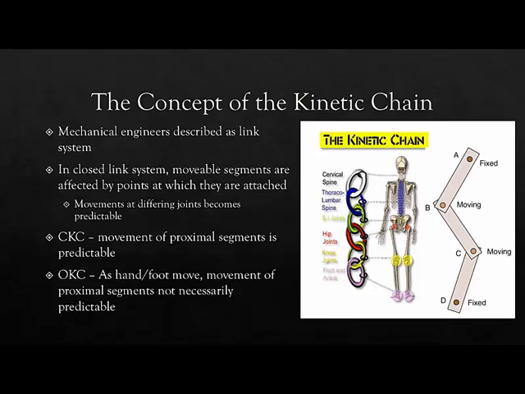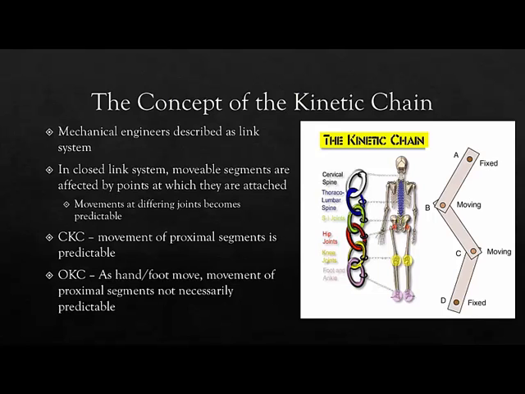The concept of the kinetic chain was first proposed in the 1970s and was described by mechanical engineers as a link system. In the link system, pin joints connected a series of overlapping, rigid segments. If both ends of this system are connected to an immovable frame, then there is no movement of either the proximal or the distal end.